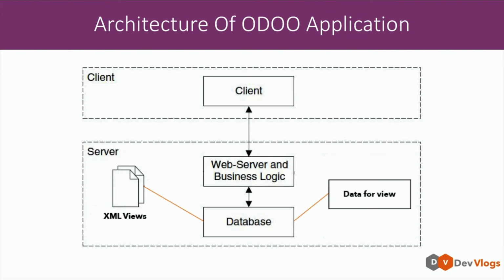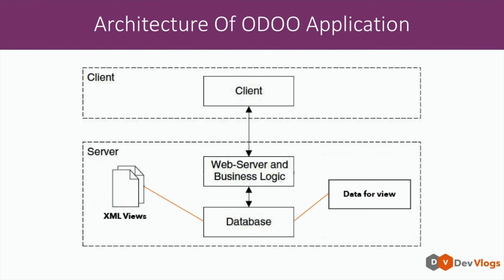Let me just explain once again. The client request is sent to the ODOO server. The ODOO server gets to decide what action has to be done. Basically, it goes to the database, picks the XML views related to the model and the view type, and sends them back to the client. It also picks the data related to those views and sends it back to the client.